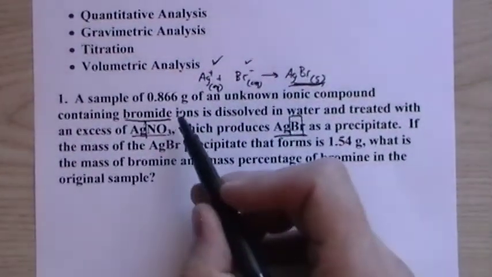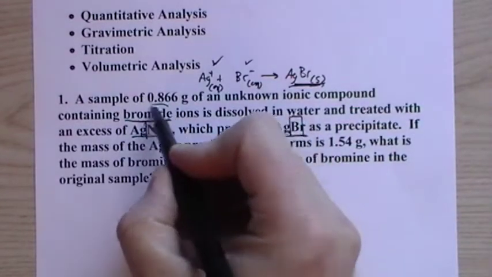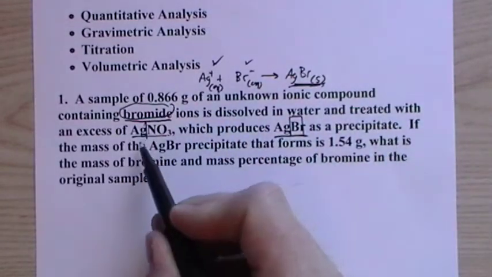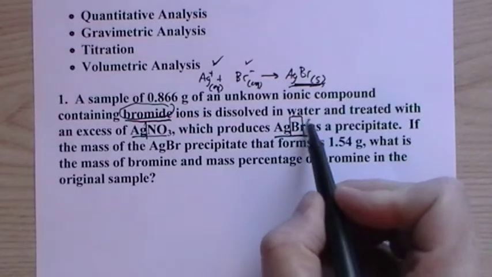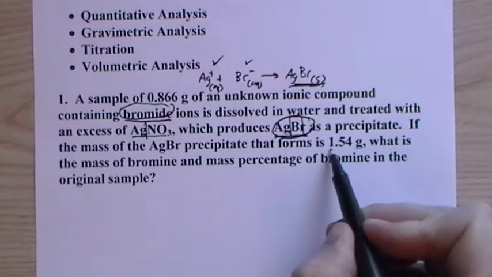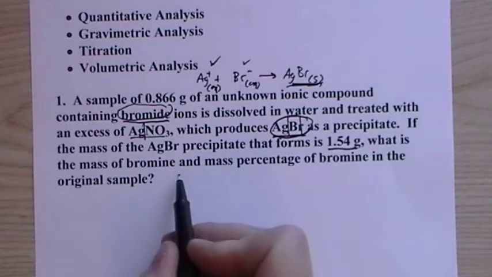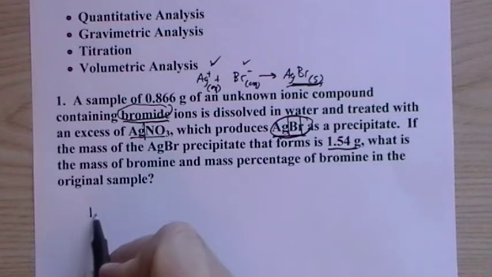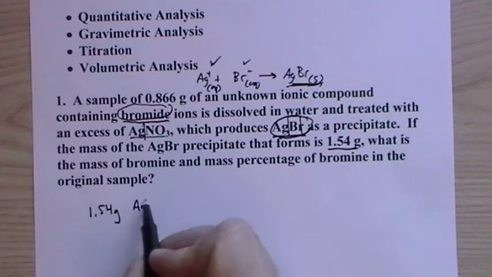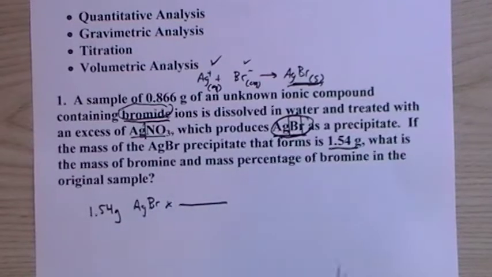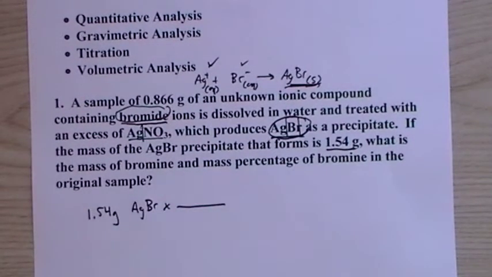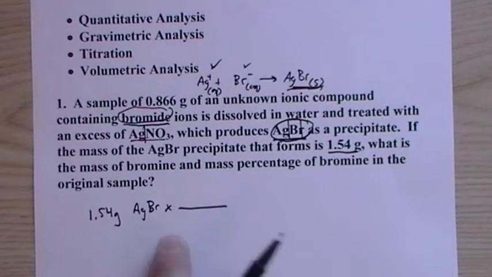So we have this 0.866 grams of the unknown ionic compound that contains bromine. We treat it with the silver nitrate, which produces silver bromide as a precipitate, and that weighs 1.54 grams. And then they want to know the mass of the bromine and mass percentage. Well, we don't know the mass of the bromine. We do know the mass of the silver bromide. And from there, we're going to find how much of the bromine. So this is really a mass percentage problem here. We're just going to go from grams of silver bromide to grams of bromine first here.